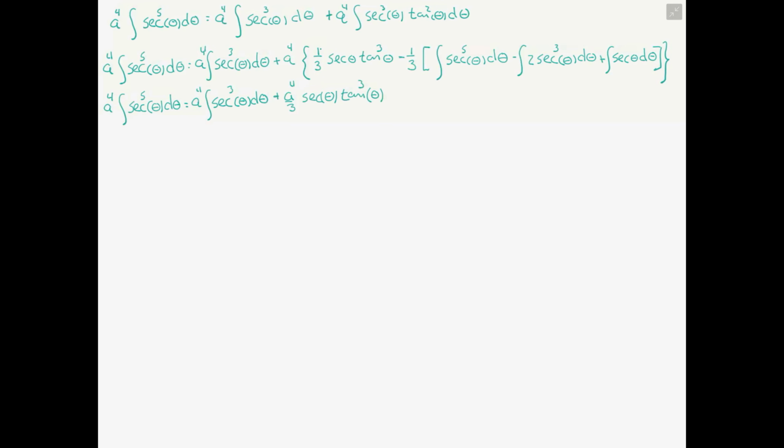As you can see, this is a very lengthy set of terms. Okay, we're multiplying across here. We're getting everything all cleaned up. All the integrals in their proper form. Secant to the fifth, theta d theta.